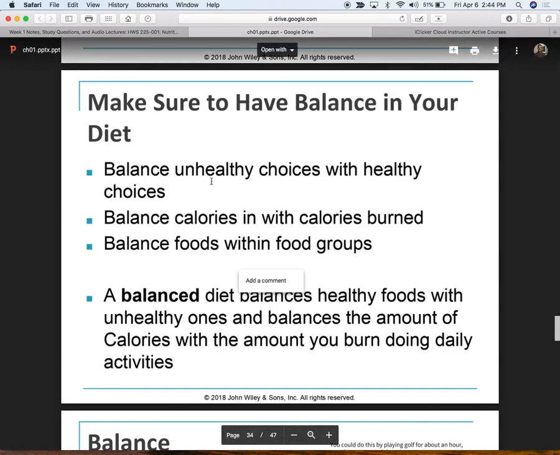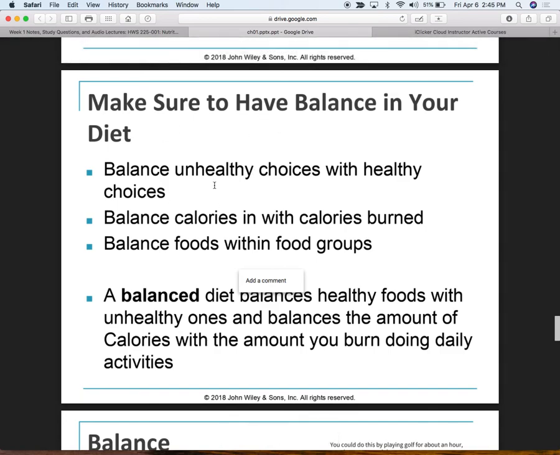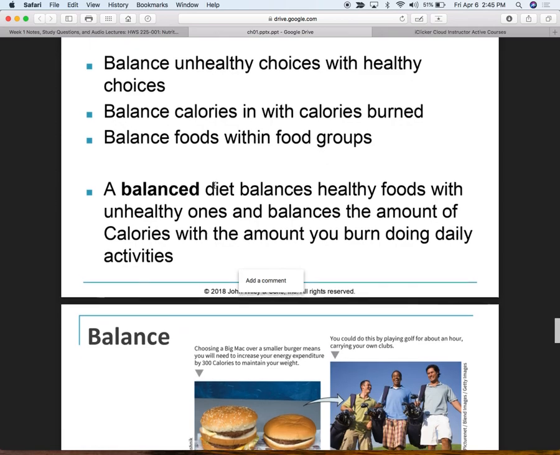So just telling someone to balance unhealthy choices with healthy choices is harder than just saying that, right? But it doesn't mean that it's not obtainable, if you will. You just need to become aware of what's going on.